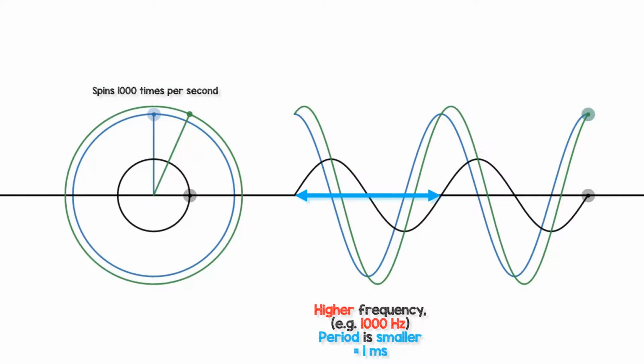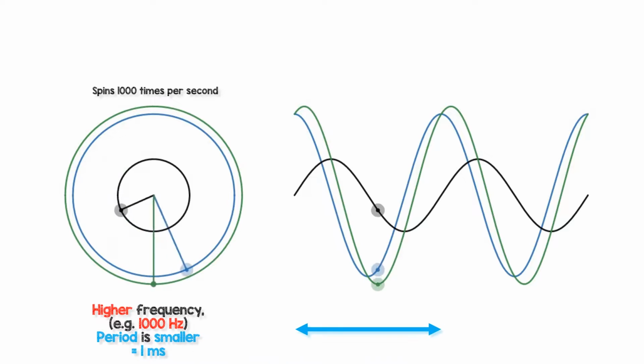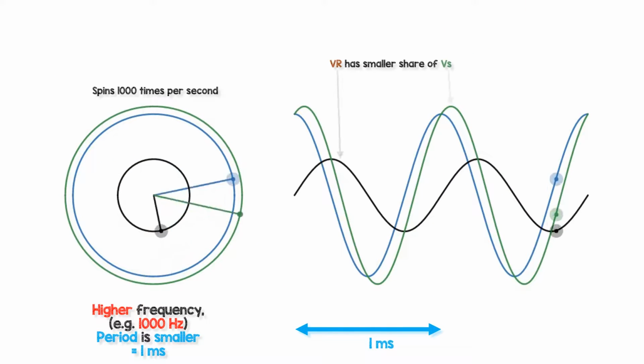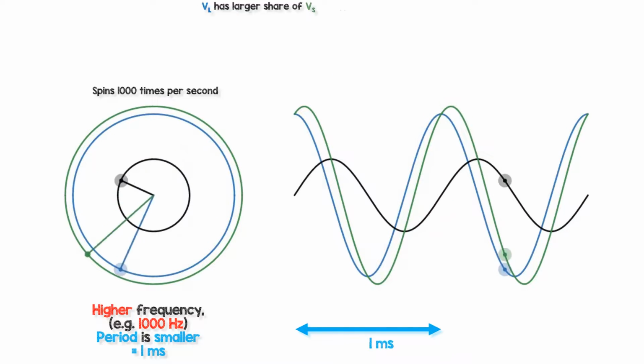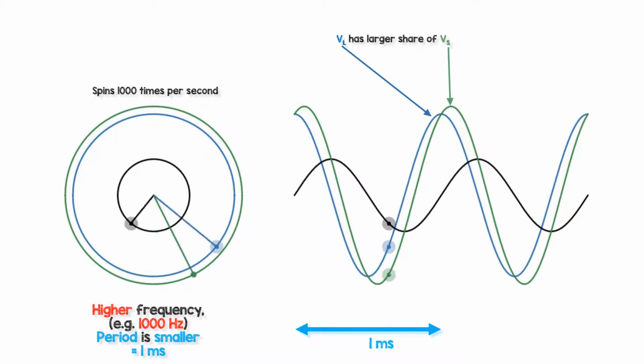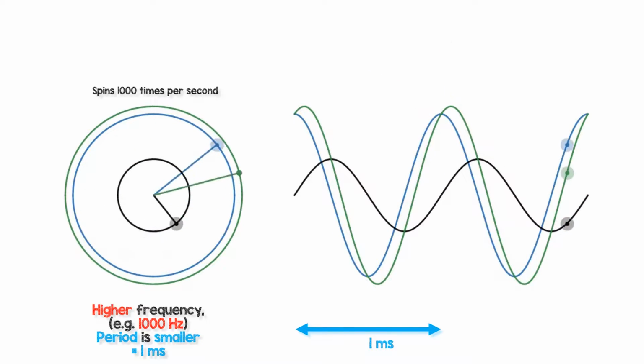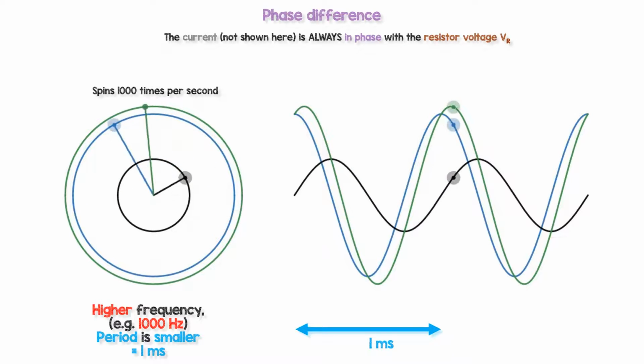Let's compare the phasor and waveforms at 1 kHz, which is my chosen higher frequency. At a higher frequency, the resistor has a smaller share of the supply voltage Vs. This is due to the higher inductive reactance of the inductor, causing a larger inductor voltage. At 1 kHz, the time difference between the peaks of Vs and VR is noticeably larger than at 300 Hz. This means that there's a greater phase difference at the higher frequency.